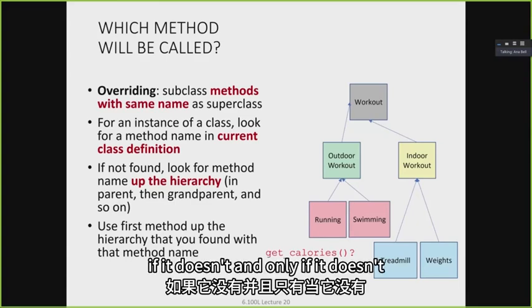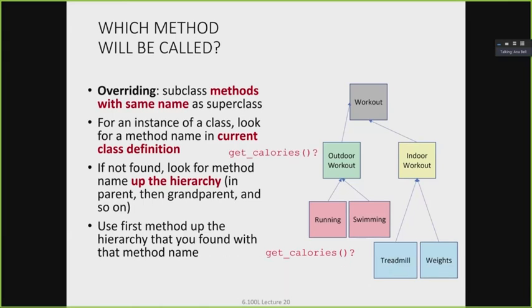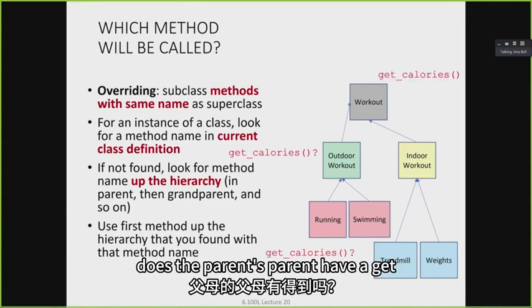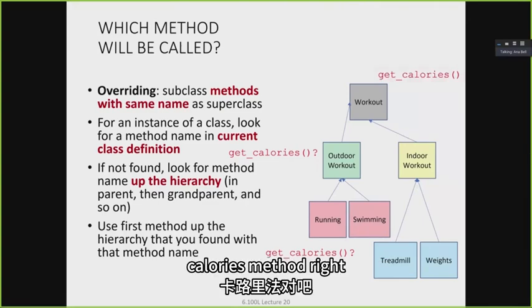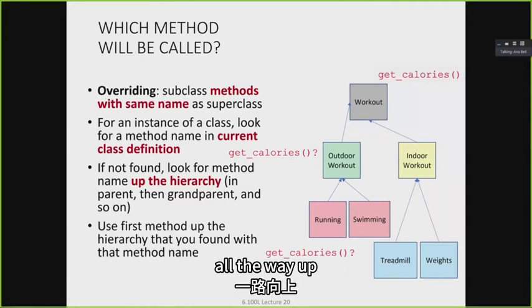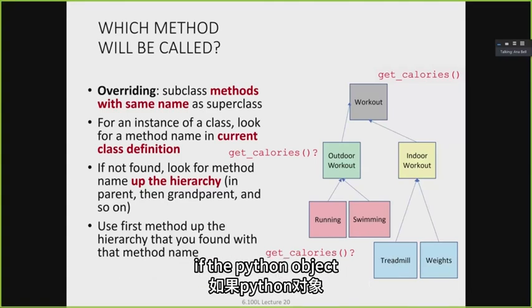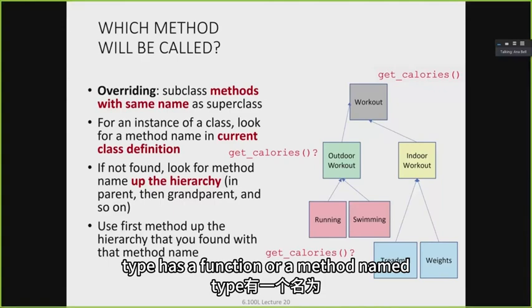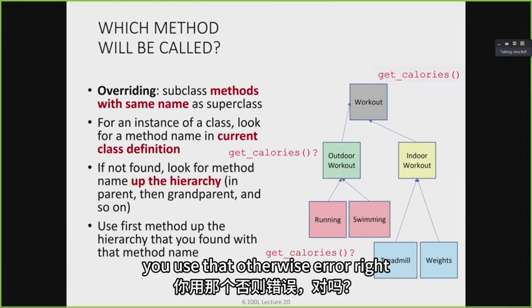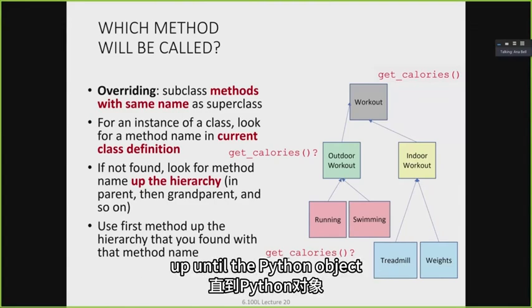If it doesn't, and only if it doesn't, you look at your parent and say, does your parent have a get calories method? If it does, you use that. And if it doesn't, you look at the parent's parent. Does the parent's parent have a get calories method? Right? If it does, you use that. If it doesn't, you look at the parent's parent's parent. All the way up, you keep going all the way up the chain until you get to the generic Python object. If the Python object type has a function or a method named what you'd like to call, you use that. Otherwise, error, right? No such method was found anywhere within our chain of hierarchies up until the Python object.